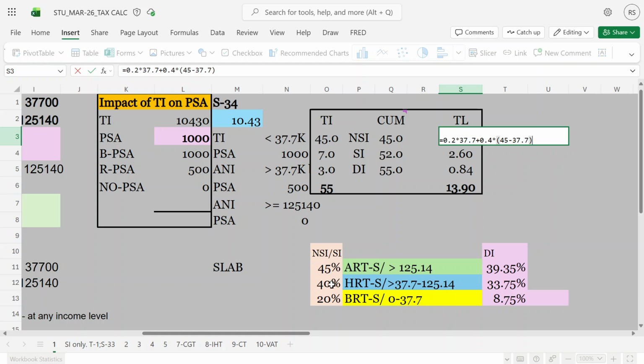Is it for NSI or SI? Hmm? No. Here, what have I written here? NSI, SI. It's both. Only dividend income has a different rate.